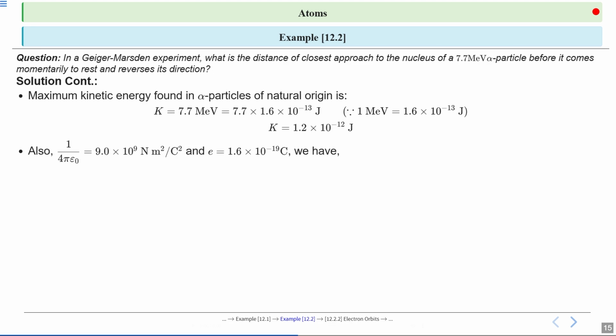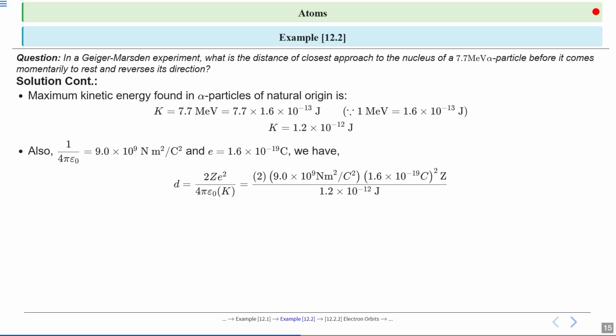So let's recall some constants we will need. The value 1 divided by 4 pi epsilon naught is 9 into 10 to the power 9 Newton meter square per coulomb square. The elementary charge e is equal to 1.6 into 10 to the power minus 19 coulomb. So now let's set out the formula for distance of closest approach d. The formula is d equals 2 times Z e square divided by 4 pi epsilon naught K, where Z is the atomic number of the nucleus, e is the charge of the alpha particle, K is the kinetic energy.